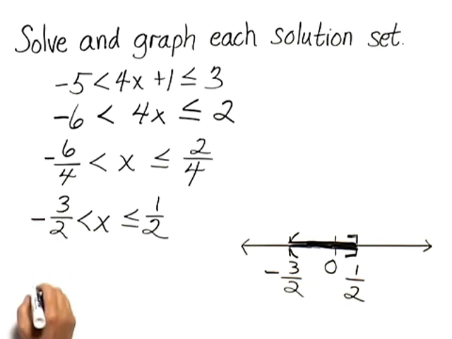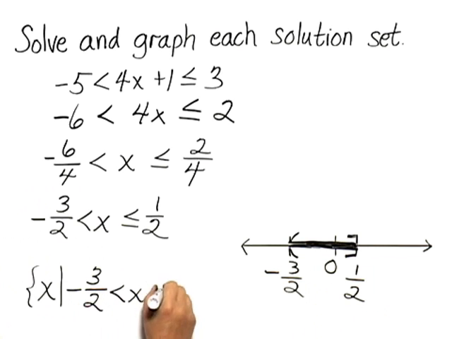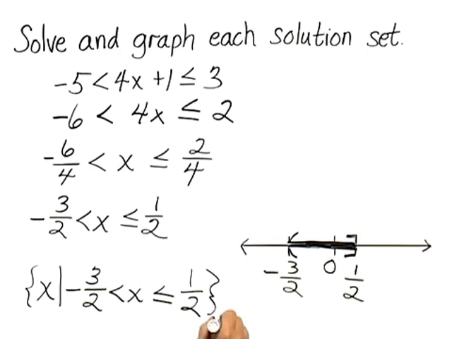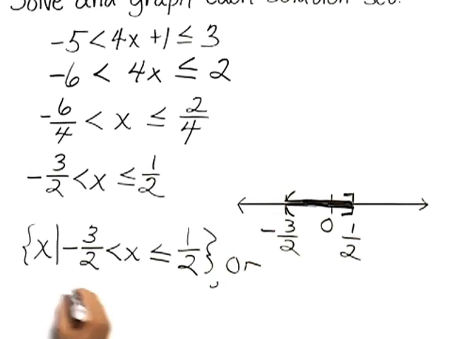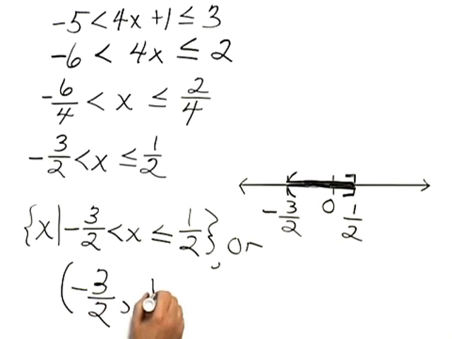So the solution set in set builder notation is the set of all x such that negative 3/2 is less than x, and x is less than or equal to 1/2. Or, to use interval notation, it's the interval between negative 3/2, not including 3/2, and 1/2, but including 1/2.